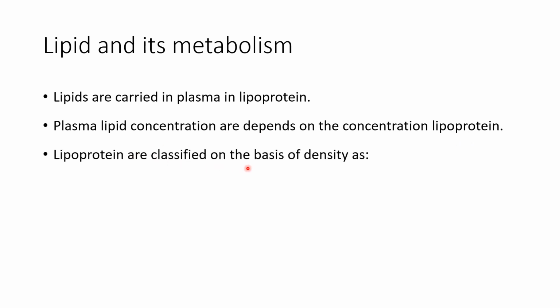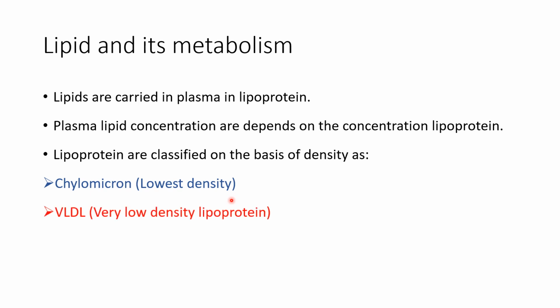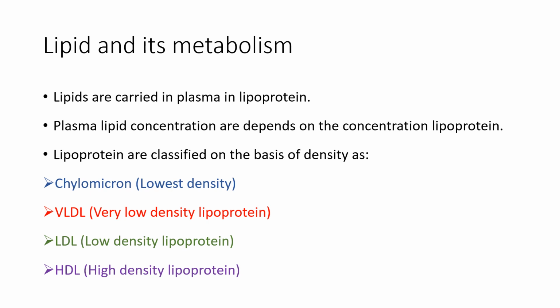Lipoproteins are classified on the basis of density, which are as follows. First is chylomicron, with the lowest density, then very low density lipoprotein, VLDL, then LDL, that is low density lipoprotein, and HDL, that is high density lipoprotein.